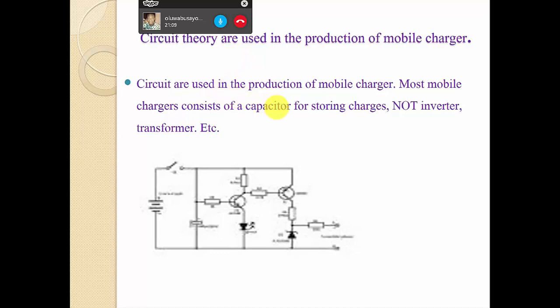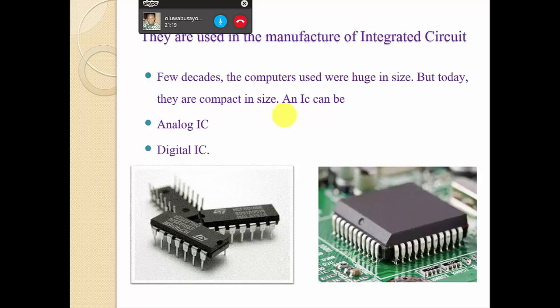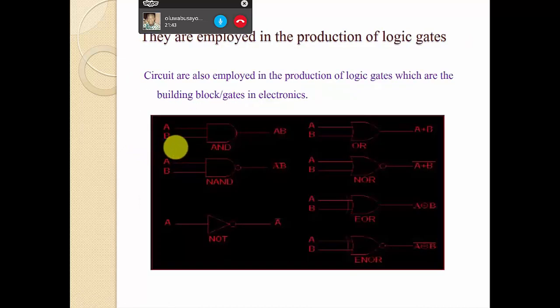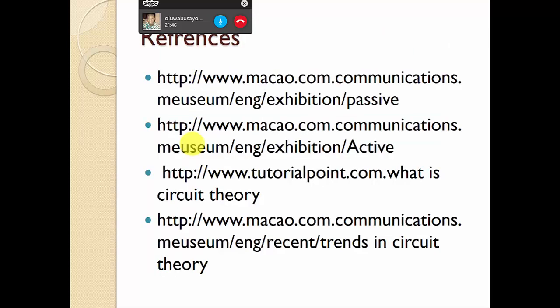Circuit is also employed in the production of logic gates, which are the building block gates in electronics. Now let's flash back, I missed one slide. Let's go back to slide 7. Circuit theory is used in the production of mobile chargers. Most of the mobile chargers we use today consist of capacitors, a NOT inverter and a transformer. So that is one area in which circuit theory is employed. Then lastly, on my slide 9, I have my references. Thank you very much.